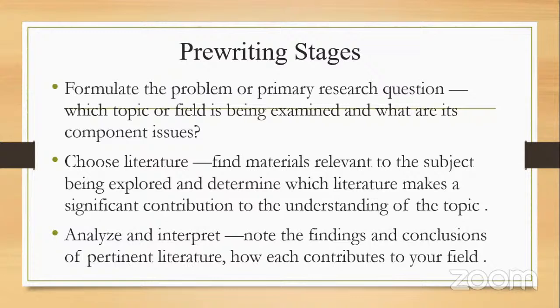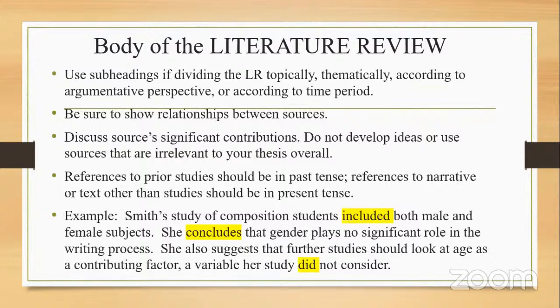So it will be easy to select the literature. Then choose the literature: find materials relevant to the subject being explored and determine which literature makes a significant contribution to the understanding of the topic. And then analyze and interpret. Note the findings and conclusions of pertinent literature, and how each contributes to your field. What should be the body of the literature review? Use subheadings if dividing the literature review topically, thematically, according to argumentative perspectives, or according to time period. Be sure to show the relationship between the sources.